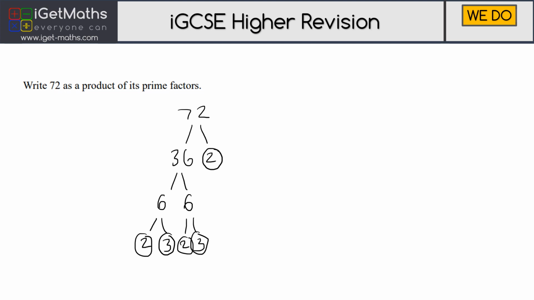And now we've got 2 times 2 times 2 times the 3 times the 3. That simplifies down to 2 cubed times 3 squared.